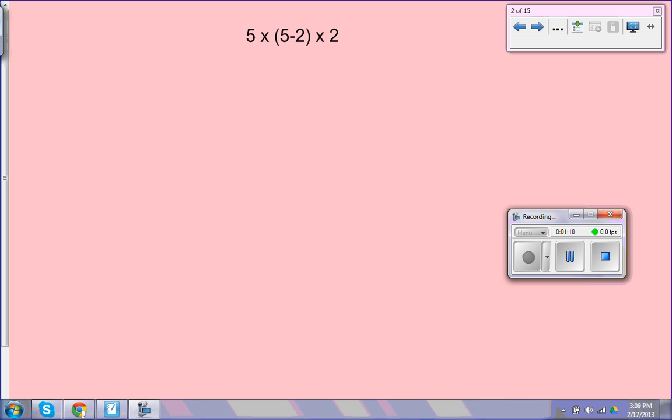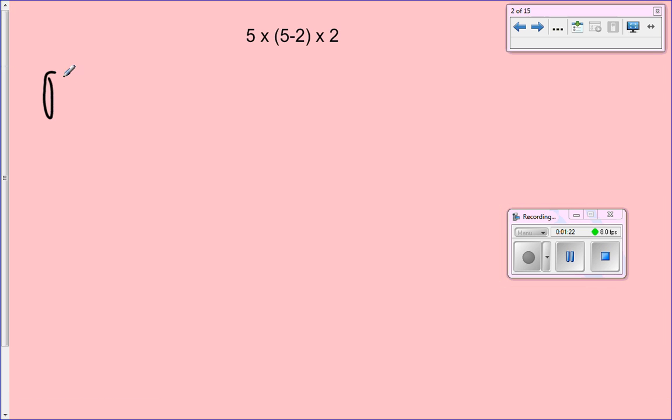So let's solve. We know that we have to take care of any parentheses, followed by any exponents, and then we're going to do multiplication and division within the problem, and then we'll take care of any addition or subtraction. Now, if something's not in there, we don't have to worry about it. We just skip it and move on to the next step.